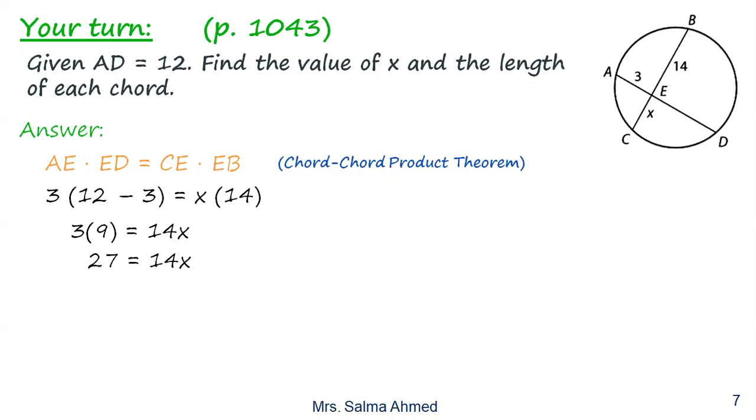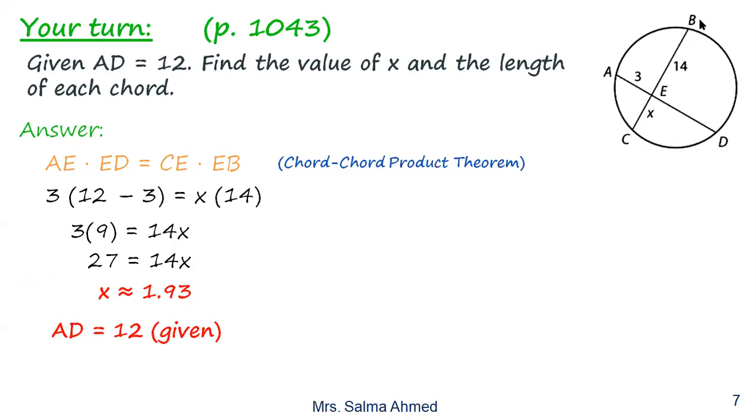27 equals 14x. By dividing 27 by 14, x approximately equals 1.93. After I get x, I'm going to add the segments to find the length of each chord. So I'm going to find AD. It will be 12, as it is given at the beginning of the problem.